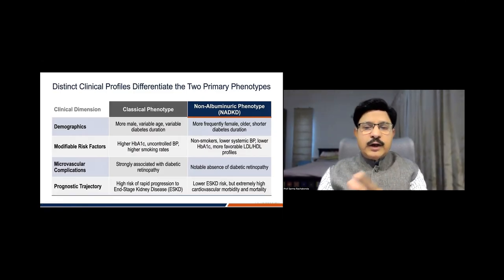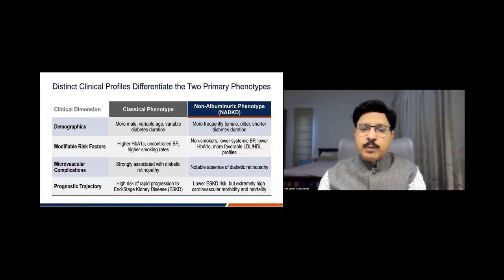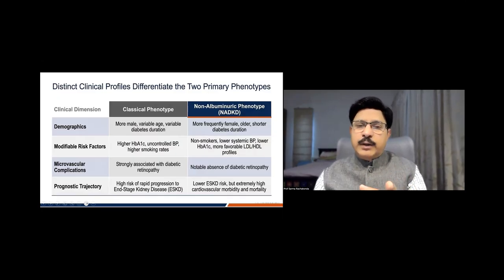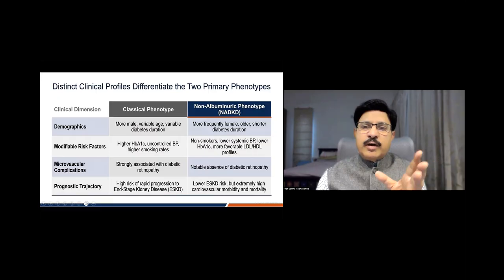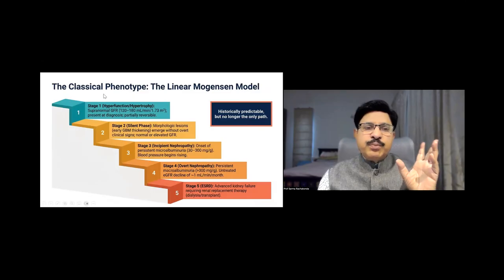We need to identify both types and prevent cardiovascular mortality and morbidity, and also prevent end-stage renal disease in this group. This is the current shift in the paradigm: classical phenotype versus the NADKD non-albuminuric phenotype. Now you see here.